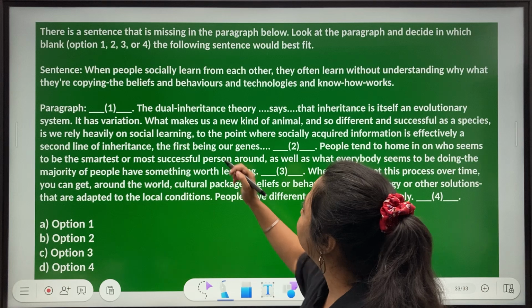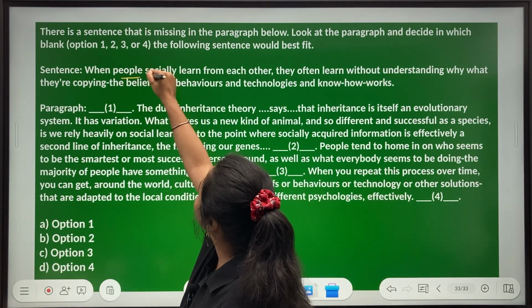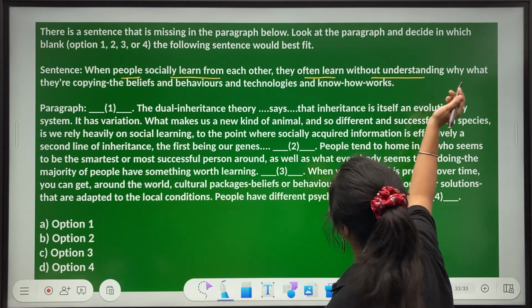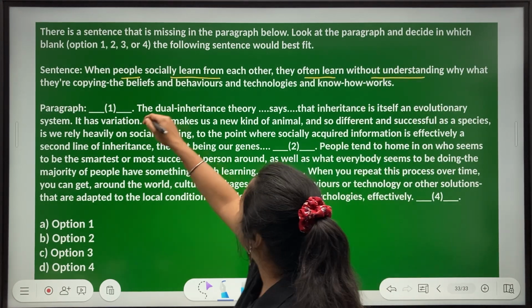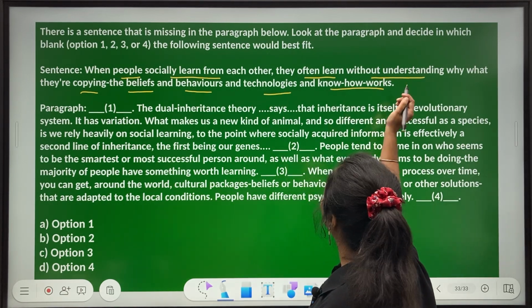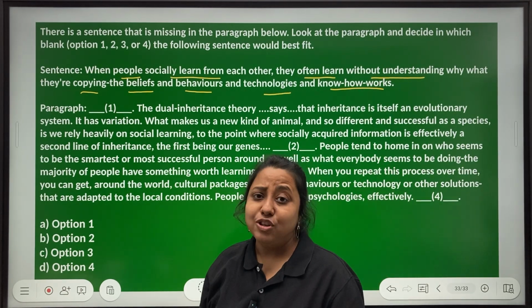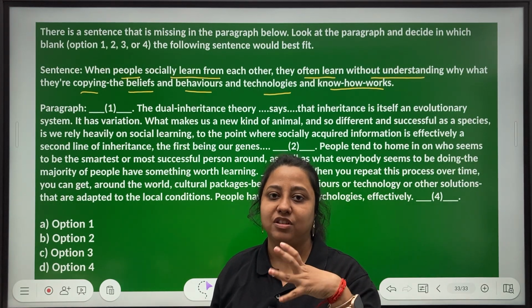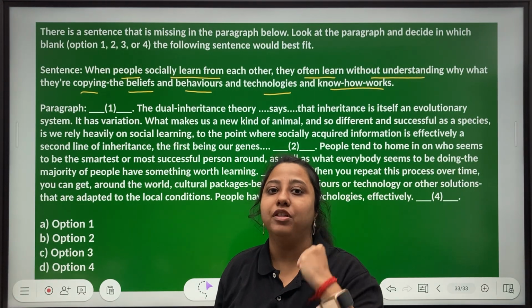ओके चलो अब इन डेप्थ पढ़ते हैं हम. When people socially learn from each other, they often learn without understanding why, what they are copying, the beliefs, the behaviors and technologies and know-how. So first line itself tells you that when people socially learn from each other, they are not really that conscious about what they are picking up.